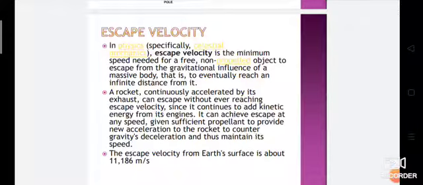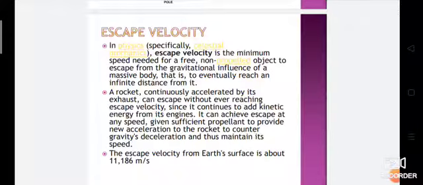A rocket continuously accelerated by its exhaust can escape without ever reaching escape velocity, since it continuously adds kinetic energy from its engines. It can escape at any speed, given sufficient propellant to provide new acceleration to counter gravitational deceleration and thus maintain its speed.